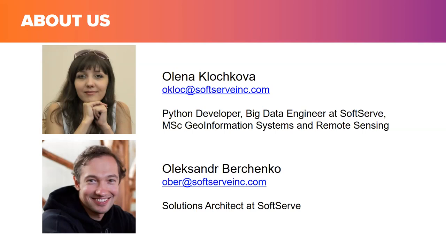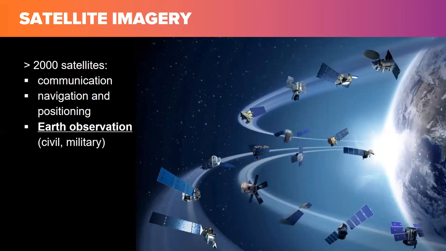Okay, thank you. So I will start this presentation by saying that currently there are more than 2,000 satellites orbiting the Earth, and this number is growing each year. They are launched by governments and businesses around the world. Part of those satellites serve for communication purposes, apart from navigation and positioning, like for example GPS satellites, and part for Earth observation. This last type of satellites is the one that produces the imagery that can then be used in many applications.